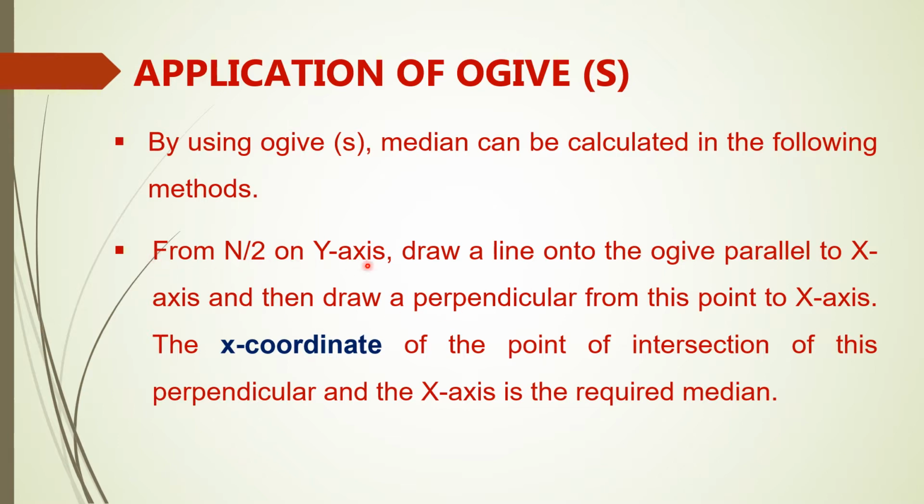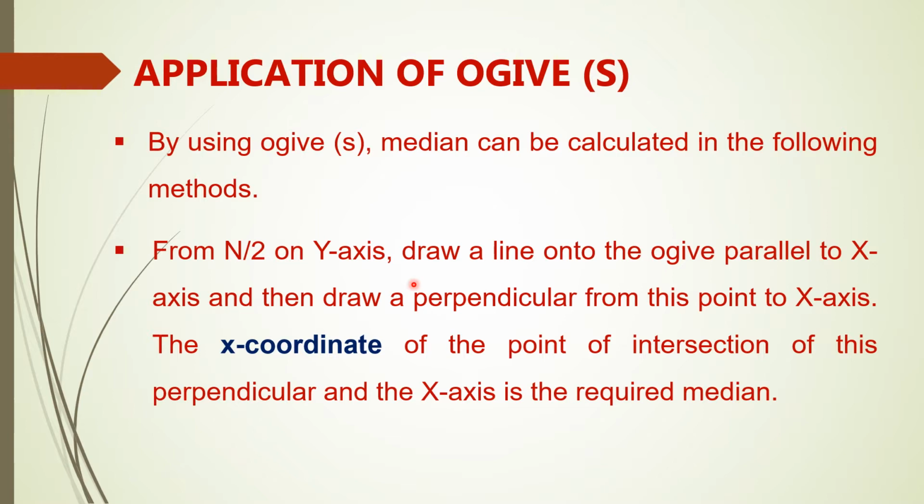From n by 2 on the y-axis. Here n is the sum of all frequencies, we know already. Now calculate n by 2. Identify the point which represents n by 2 on the y-axis. From that point, draw a line parallel to the x-axis onto the ogive. And no doubt this line will intersect the ogive at some point.